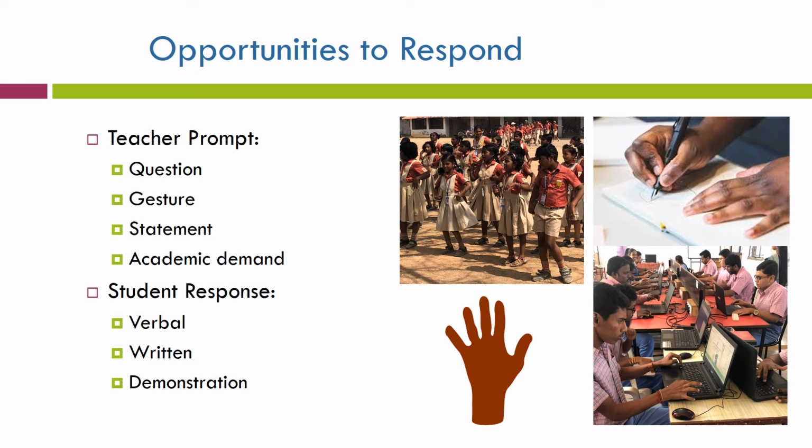An opportunity to respond is where a teacher gives a prompt, such as asking them a question, giving them a gesture that suggests that they need to do something, giving them a statement, or giving them an academic demand. You know that a student has responded when they've given a verbal answer, a written answer, or they've demonstrated it.